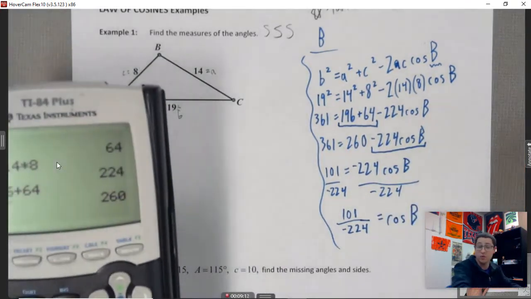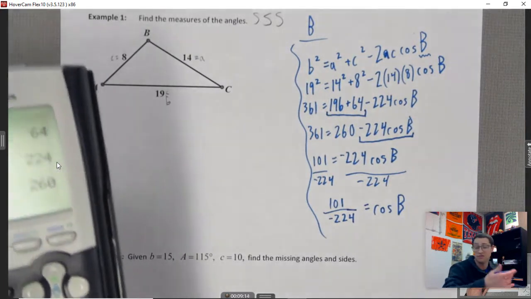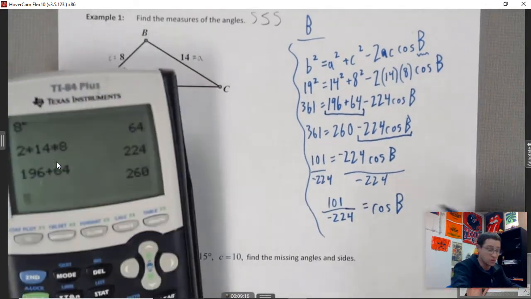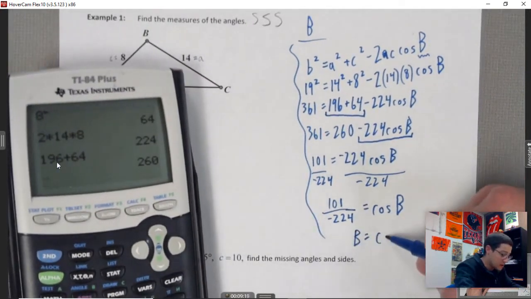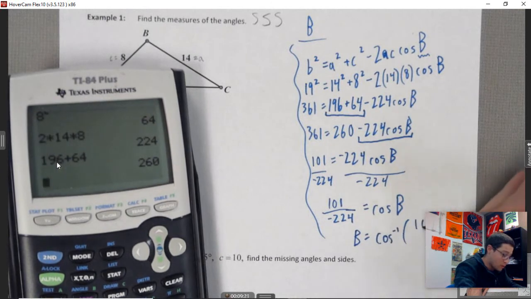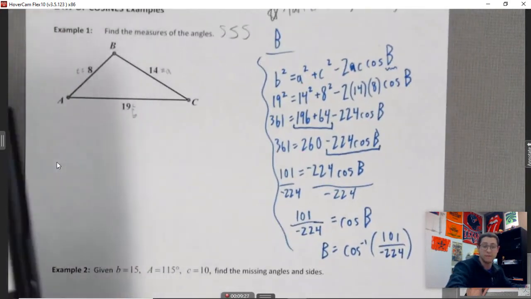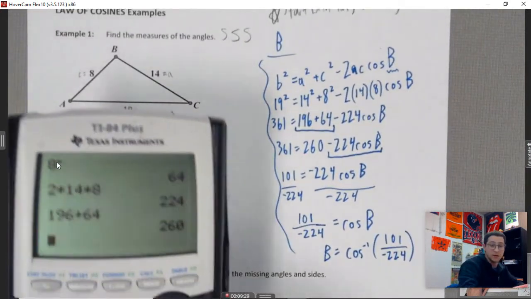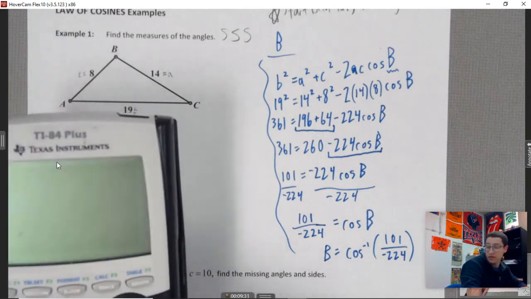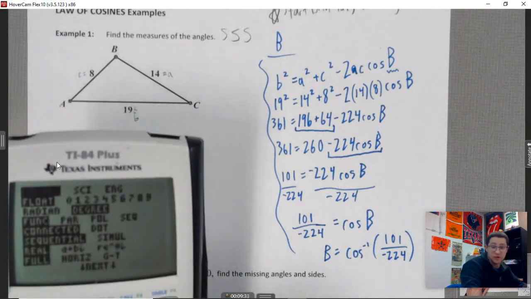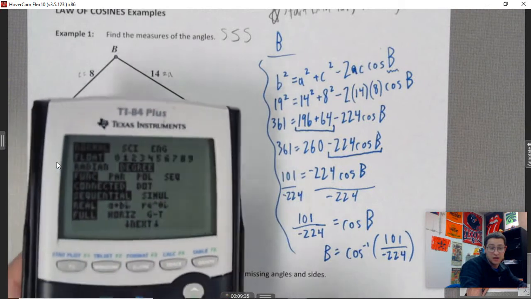Now, how do we solve it when we're at just cosine of b? Well, this is where we're going to use our inverse cosine. So b ends up being cosine inverse of 101 over negative 224. That's what we will put into the calculator. Make sure you're in degrees mode. Double check that, so you're in degrees mode.